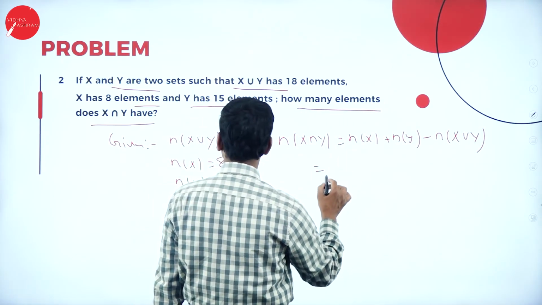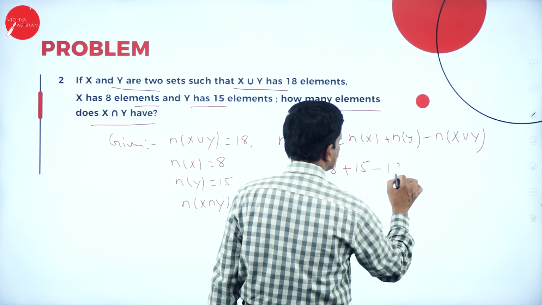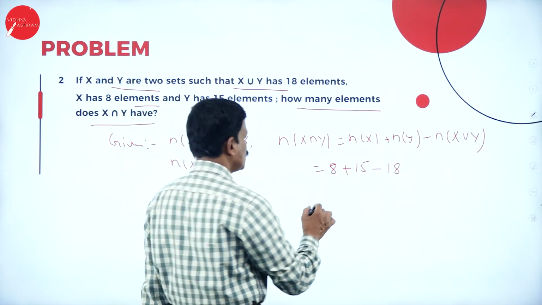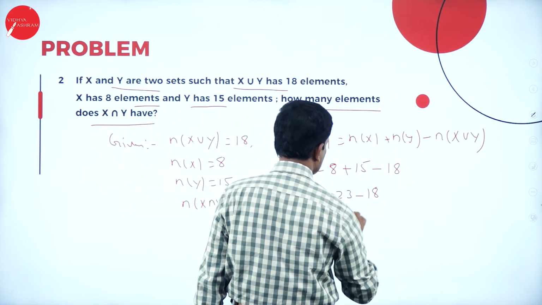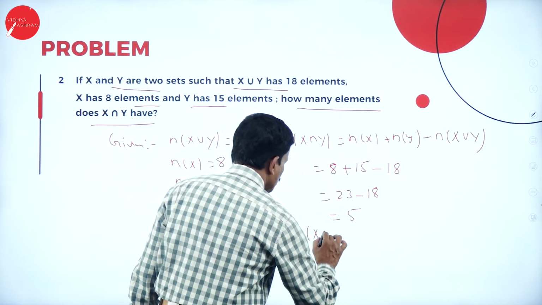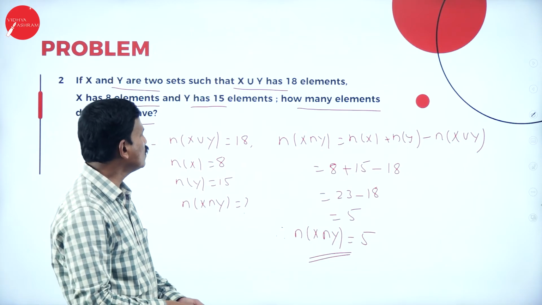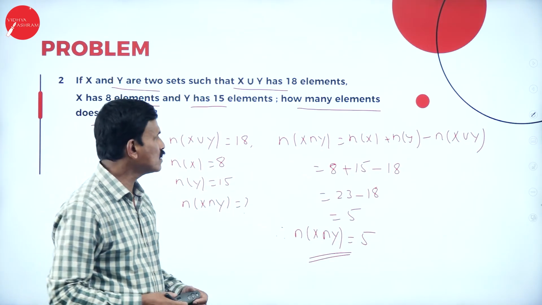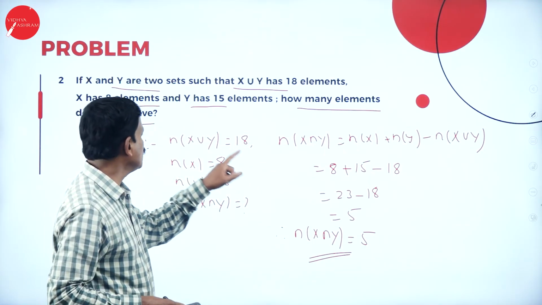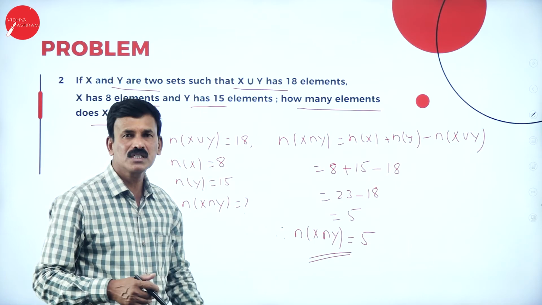So number of elements in X is 8, number of elements in Y is 15, minus number of elements in X union Y, which is 18. If you add 15 plus 8, that is 23. 23 minus 18 is nothing but 5. So therefore, the number of elements in X intersection Y is equal to 5. Straight away we can put the formula: N of X intersection Y is equal to N of X plus N of Y minus N of X union Y. N of X is 8, N of Y is 15, 8 plus 15 minus 18. So 23 minus 18 is 5, the required answer.